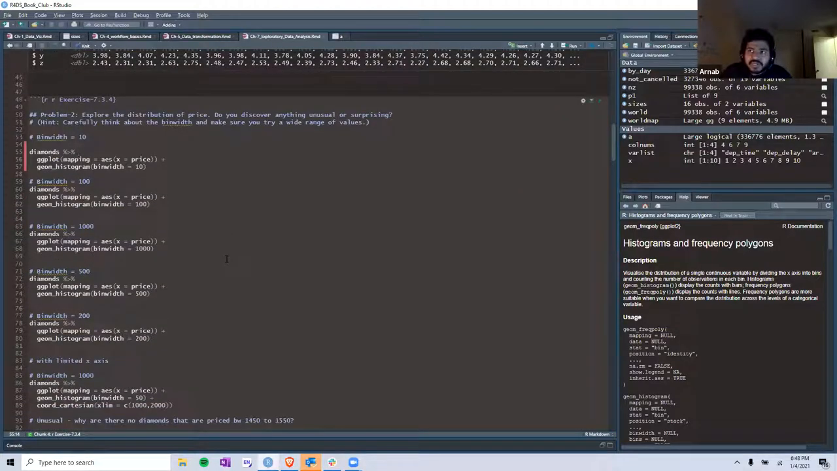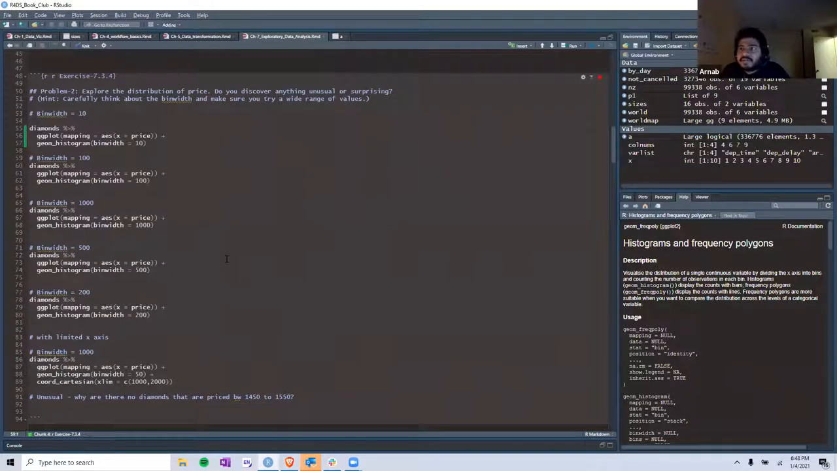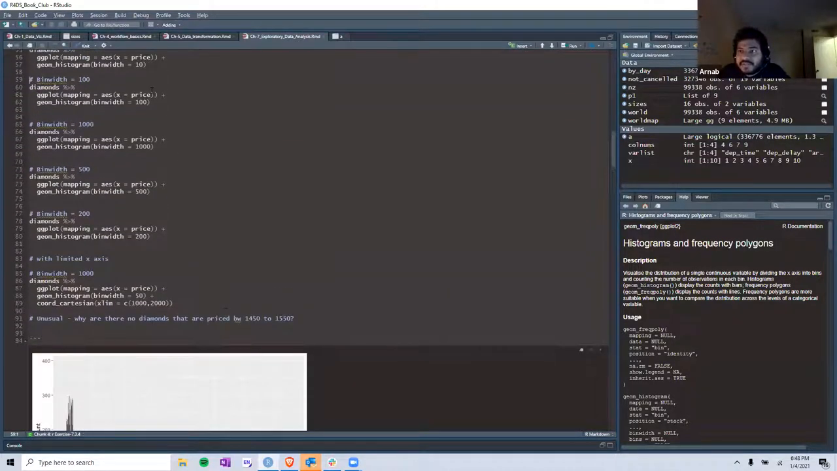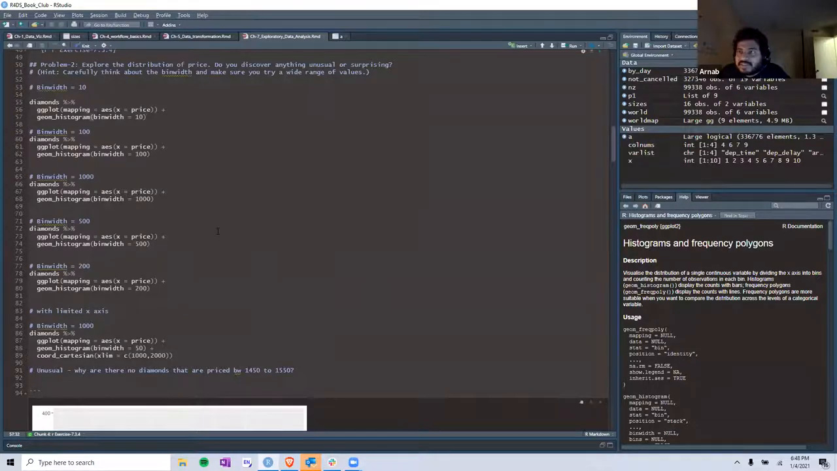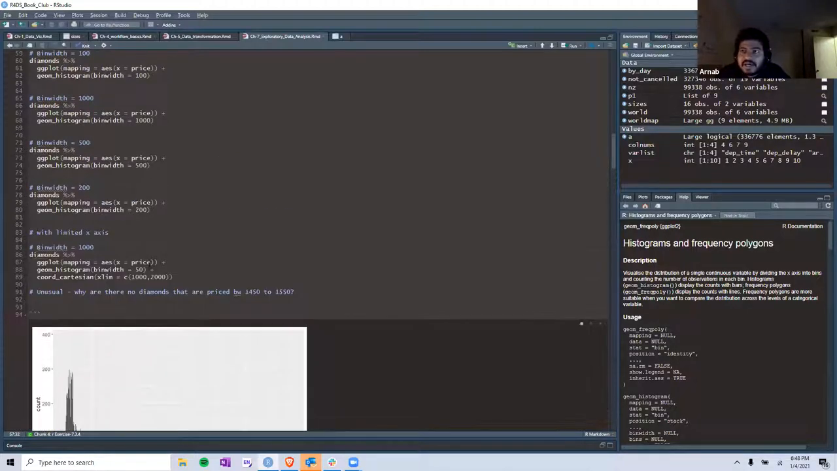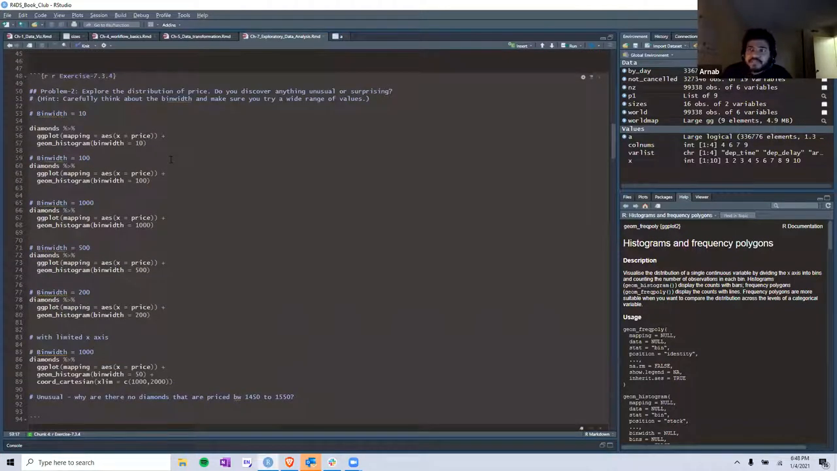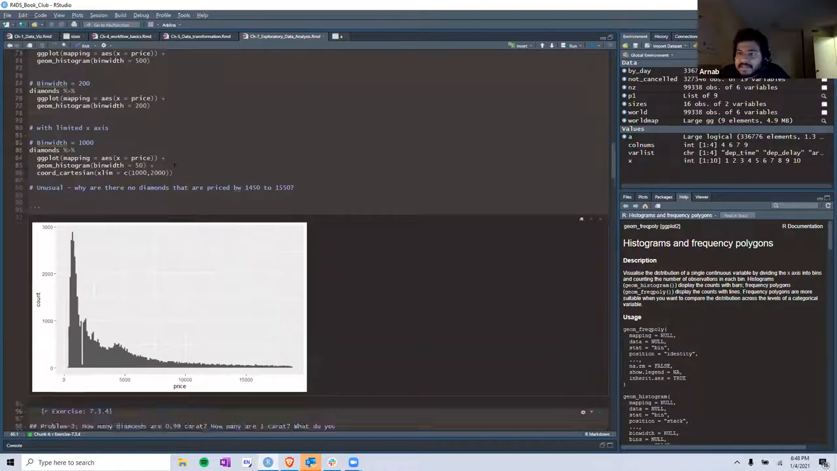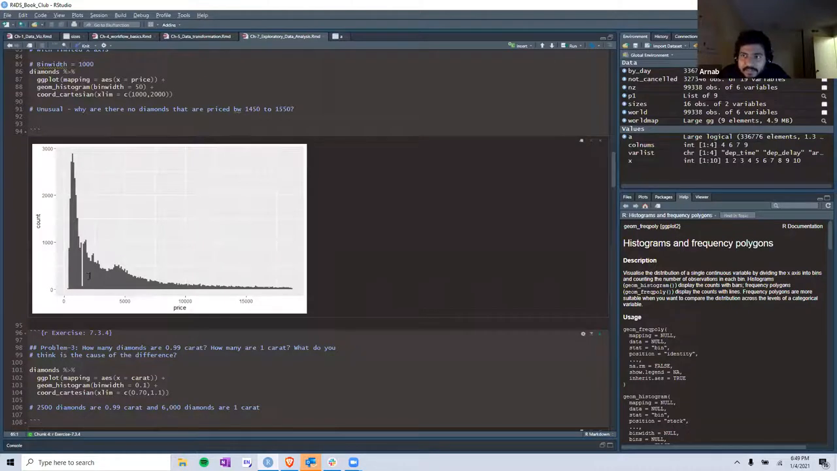We then try to look at the histogram plots with varying bin widths. So the first bin width is 10, and here we see that it's a pretty skewed graph with this white area with potentially no values in it. So we want to zoom into that, for which we change the bin width from 10 to 100, and that kind of expands that gap a little bit more. There's no other unusual gap anywhere else in the distribution.